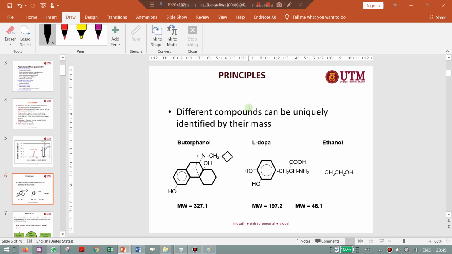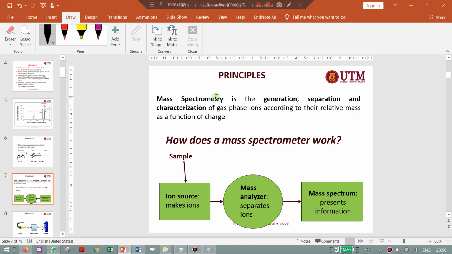Okay, different compounds can be uniquely identified by their mass. I agree. Different compounds can be uniquely identified by their mass. Mass spectrometry is the generation, separation and characterization of gas phase ions according to their relative mass as a function of charge. Okay, generation, separation and characterization of gas phase ions according to relative mass.